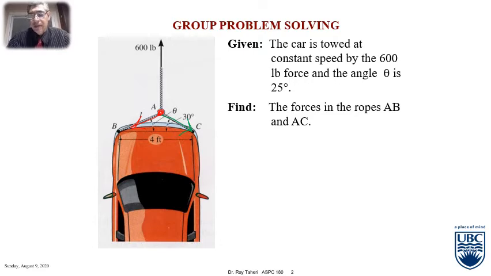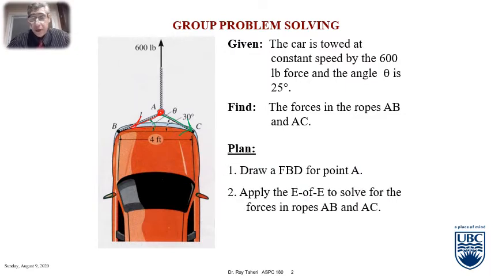The car is towed at a constant speed by 600 pound force, and the angle is 25 degrees. I believe it refers to this angle, theta, 25 degrees. The other angle is 30 degrees. Determine the forces in cables AB and AC.